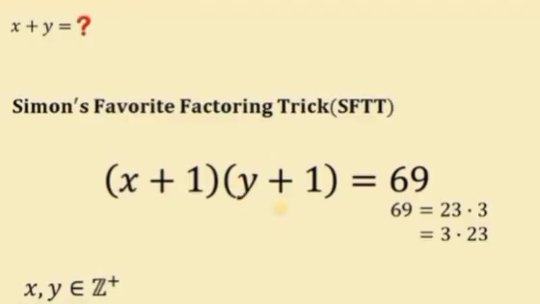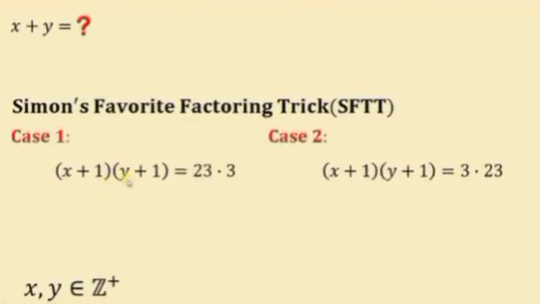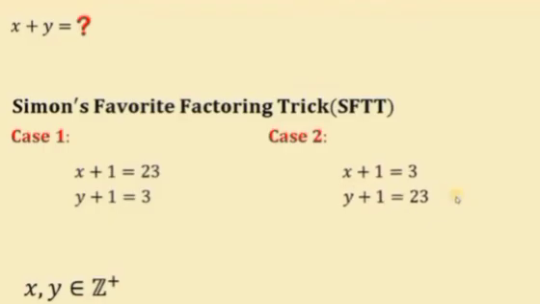So, in this question, we only have two cases. The first one is x plus 1 times y plus 1 equals 23 times 3. Or, in case number 2, we have x plus 1 times y plus 1 equals 3 times 23. Now, in case number 1, we can say that x plus 1 equals 23 and y plus 1 equals 3. In the second case, x plus 1 equals 3 and y plus 1 equals 23. Now, let's solve for the values of x and y.